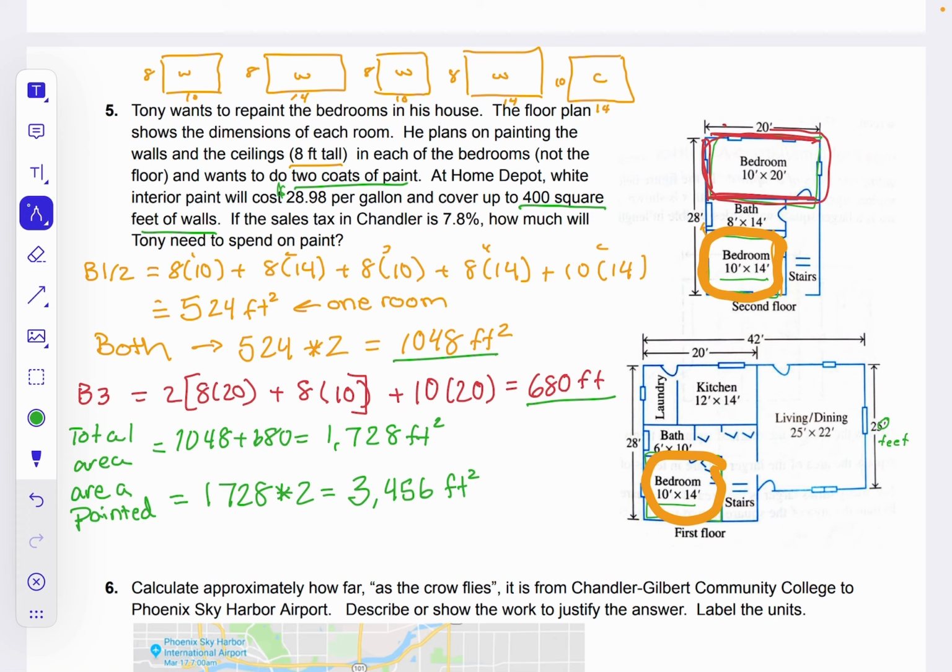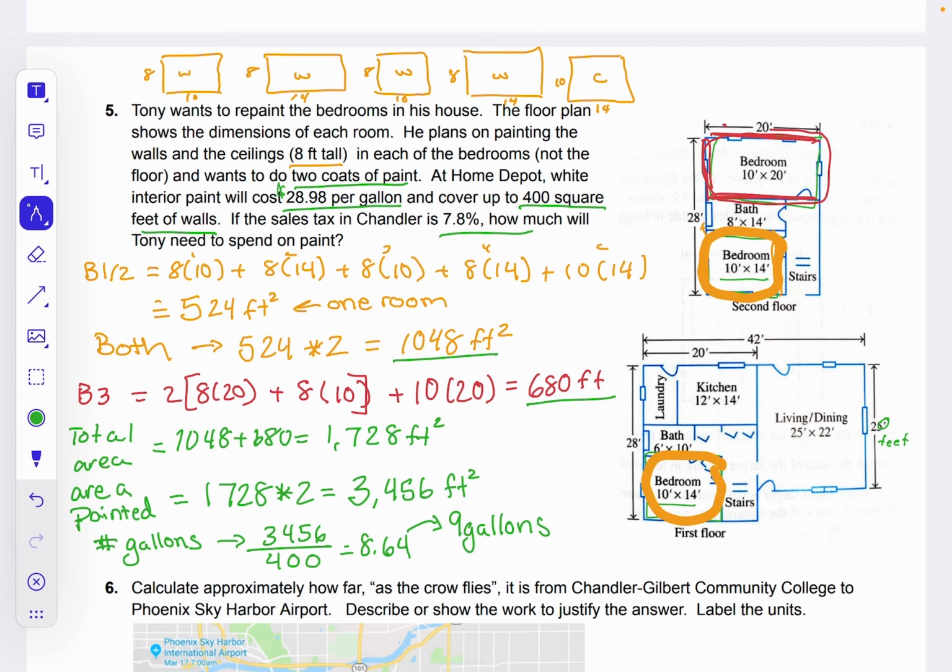So to figure out the number of gallons, I would take my 3,456 and divide it by 400, and I come out with 8.64. Now I can't buy 0.64 gallons of paint, so this is what I said, we want to round up. So we're actually going to say we want to buy 9 gallons, because I'm going to buy a full gallon. Okay, and each gallon costs $28.98, and then I have my sales tax to figure in.